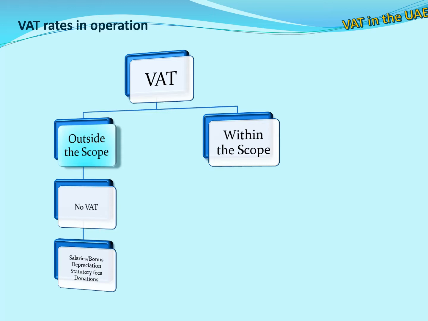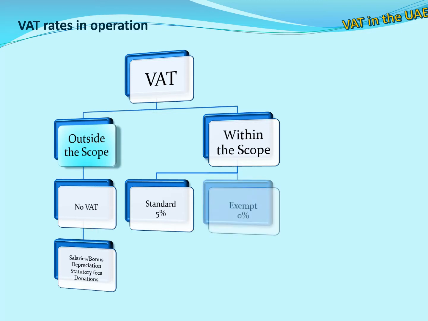For those transactions or supplies which are within the scope, then the VAT legislation is now relevant. The GCC VAT framework has set the VAT rates that need to be in operation by the various GCC member states. The standard rate has been set at 5%, and this is the default VAT rate. Other than that, we have what's called exempt from VAT as well. This essentially is a transaction which has 0% VAT but has the associated input tax restricted.